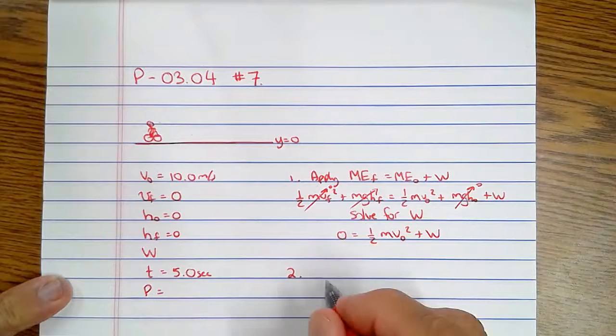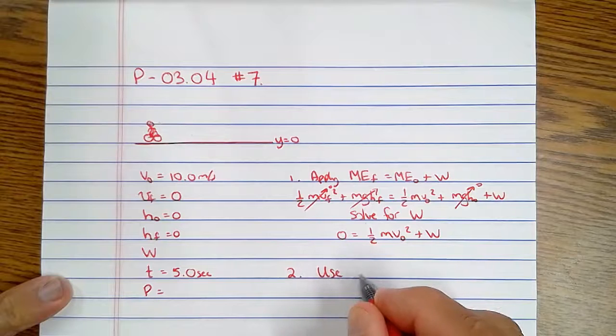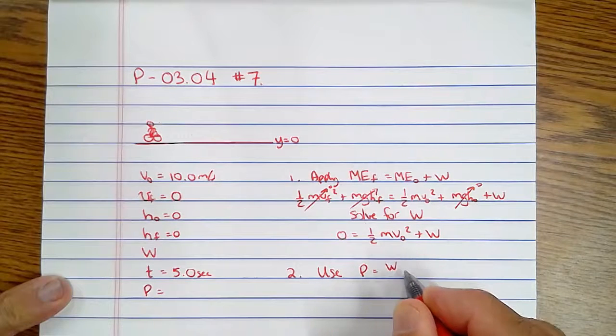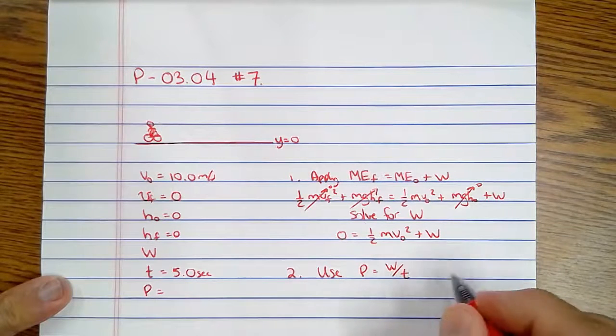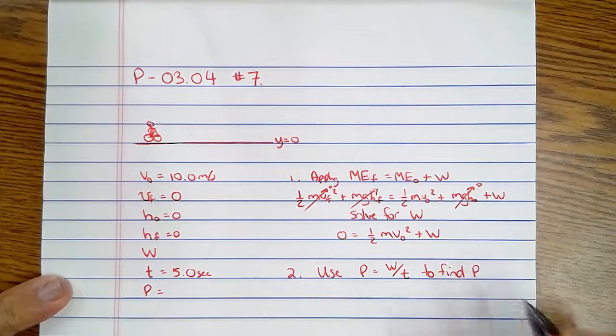Once you know W, the second step is going to be to use the fact that power equals W, the work, divided by time. And you're going to do that to find the power. Because the question was, what is the power of the braking system that is needed? So that's going to be how you solve that problem.